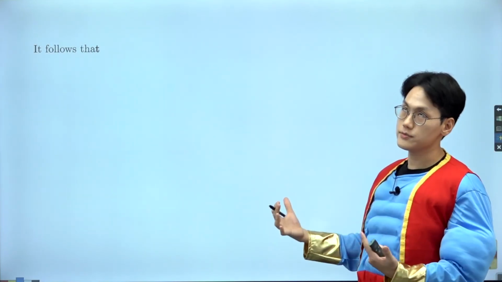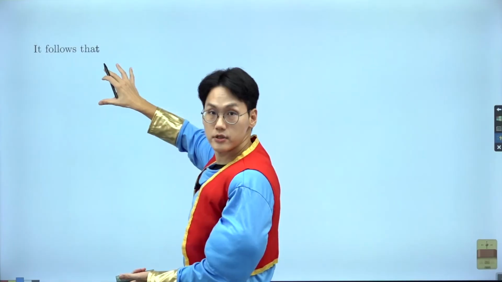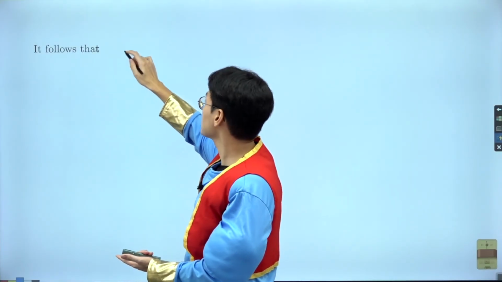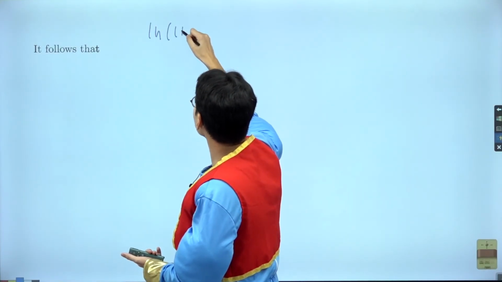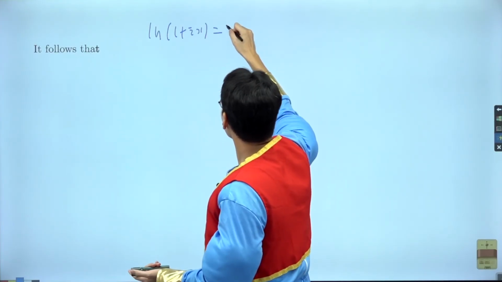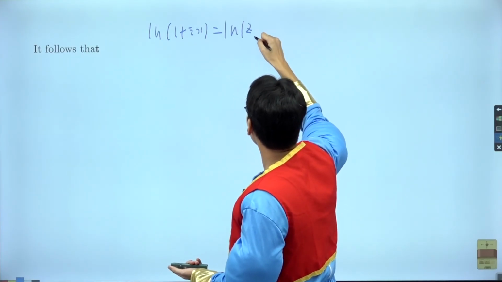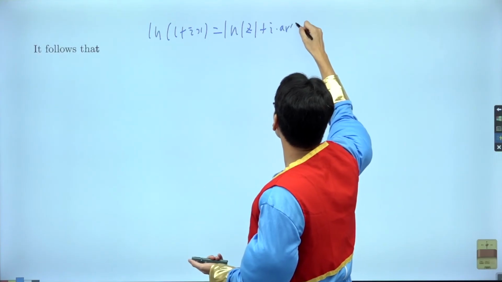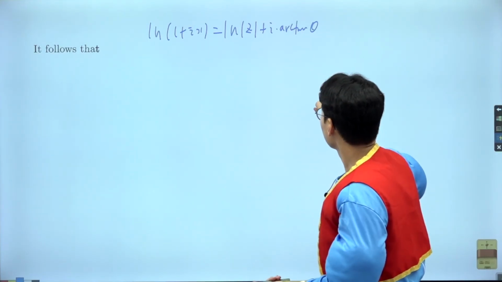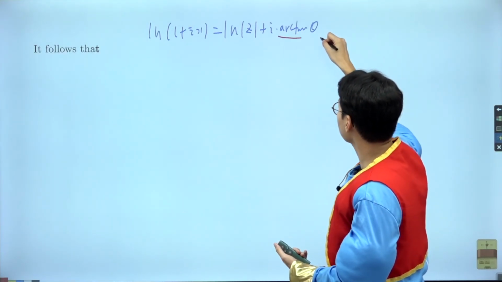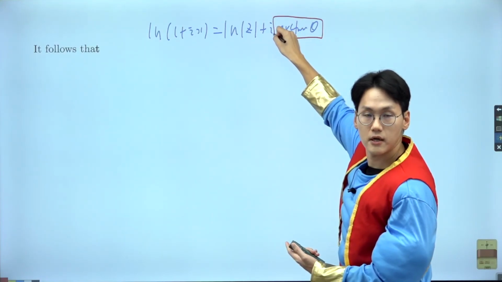Just before I continue, I want you to remind yourself that ln of 1 plus ix was the ln of the absolute value, and then the argument was arctangent x, so theta, okay? Now I wanted to derive the Maclaurin series of arctangent x.